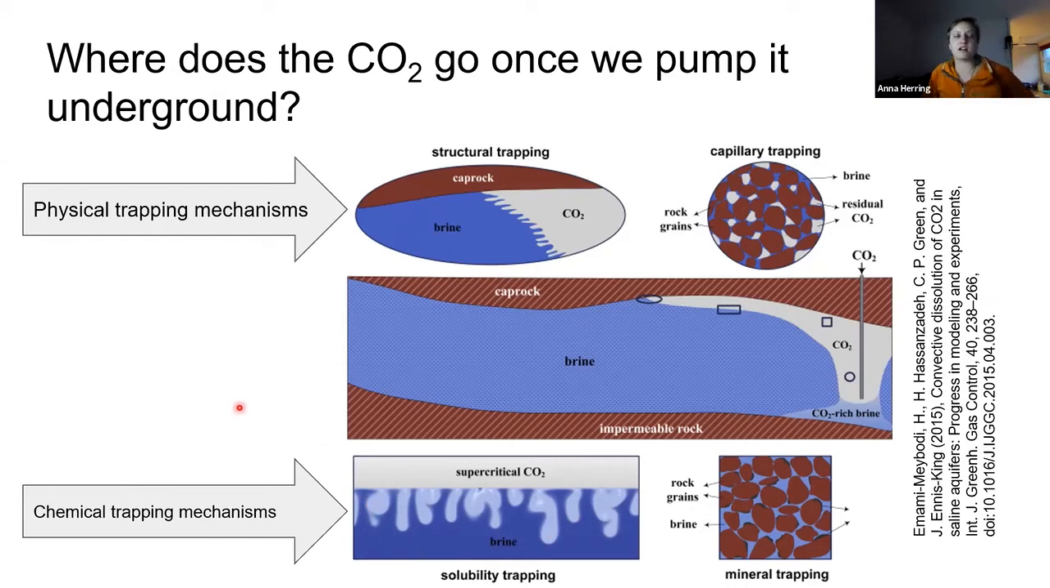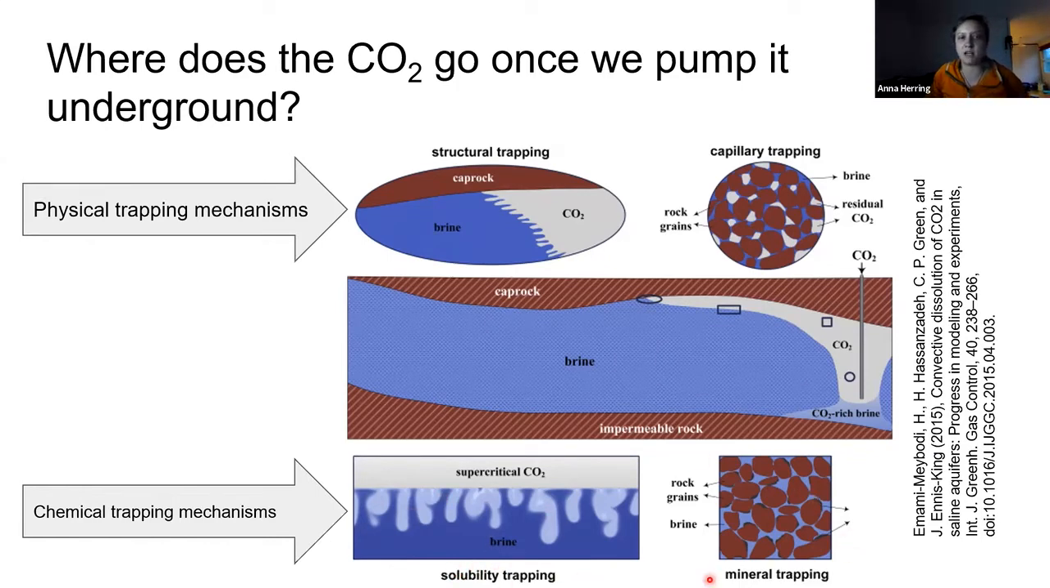Solubility trapping occurs when CO2 starts to dissolve into the groundwater that's present in the storage formation. Water that has CO2 dissolved in it is more dense than water that doesn't. So as the CO2 dissolves into that resident water, the water which now has CO2 is more dense and will start to mobilize downwards, making really quite beautiful fingering patterns as it moves downwards, and then fresh brine comes back up from the bottom and replaces it. So this is the solubility trapping mechanism.